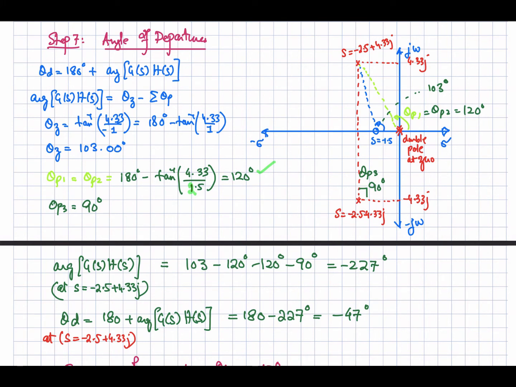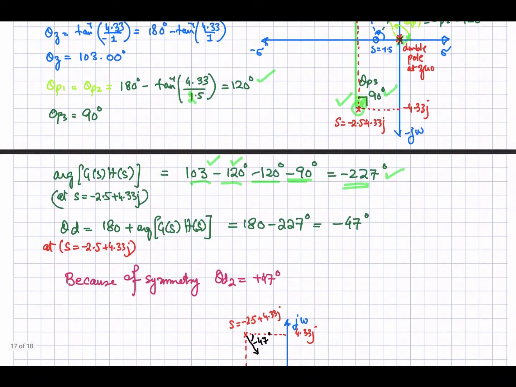Okay, and the angle with this one, this pole will always be of 90 degree, because these are in the conjugate pair. So the angle of this open loop gain G(s)H(s) excluding this pole will be equal to 103, that is the angle of the zero, minus the angle of one pole at the origin, minus the angle of the second pole which is at the origin, and then minus the angle of this pole, which is a conjugate pair. So this comes out to be minus 227 degree.